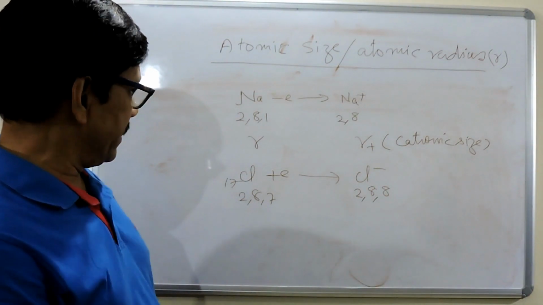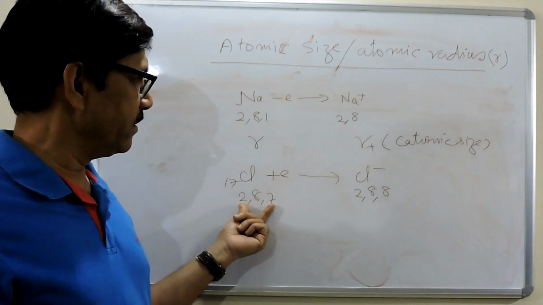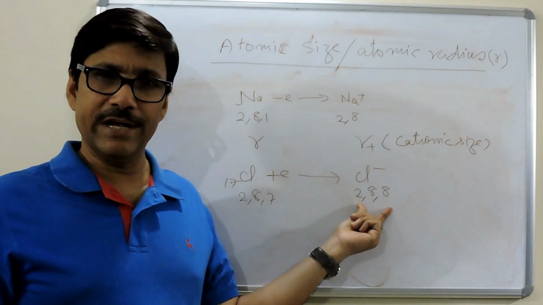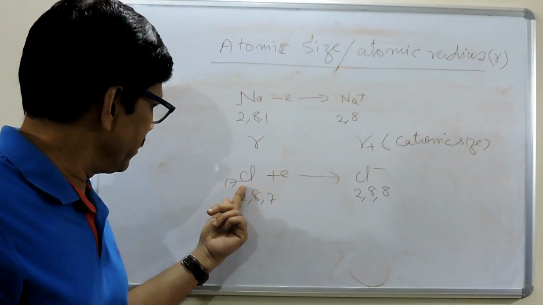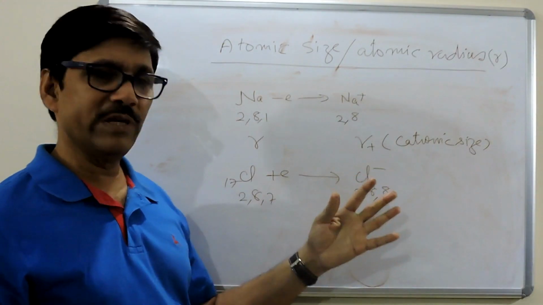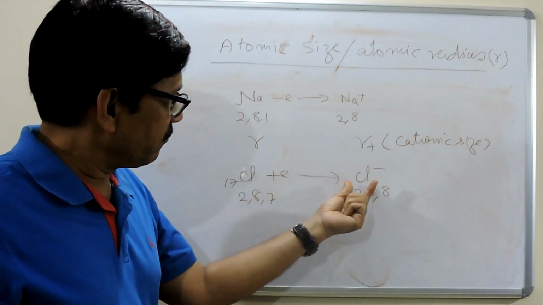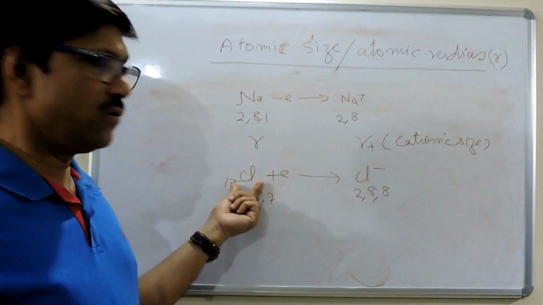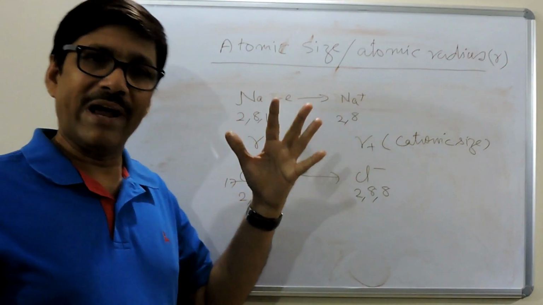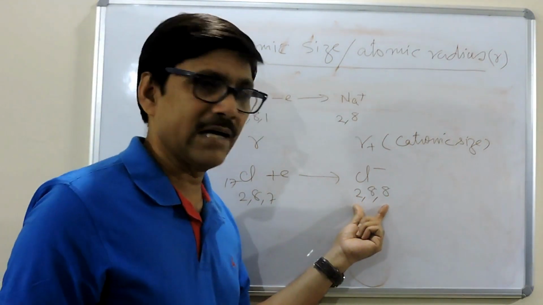Now what happens here? For chlorine atom, the number of shells is 3, here also the number of shells is 3. It means the size of chlorine atom and chloride ion should be the same? No, it is not the same. The chloride ion is larger than the chlorine atom. Now why does it happen? When the number of shells is the same, then why does it become larger?